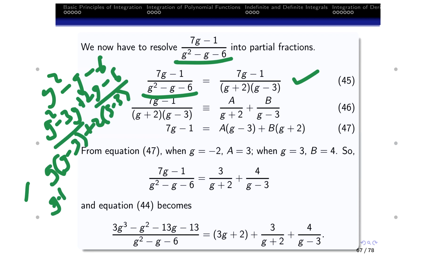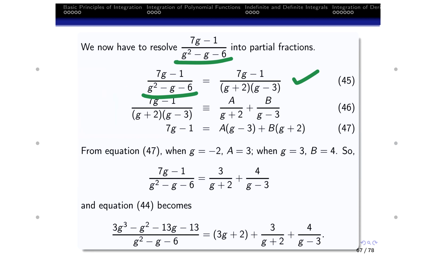So here you have 7g minus 1 over g squared minus g minus 6 to be the same thing as 7g minus 1 over g plus 2, g minus 3. So these are linear factors now, and they are not repeated. So you just say a over g plus 2, b over g minus 3. And it's easy peasy. You can do cover up easily.